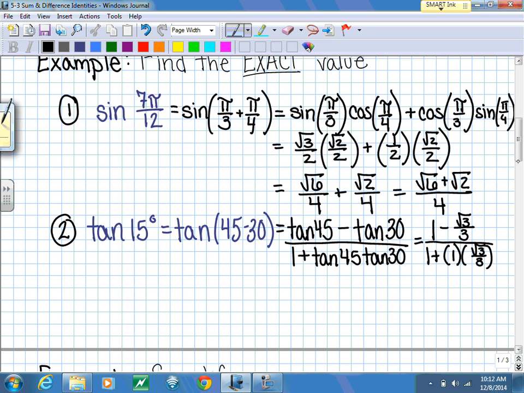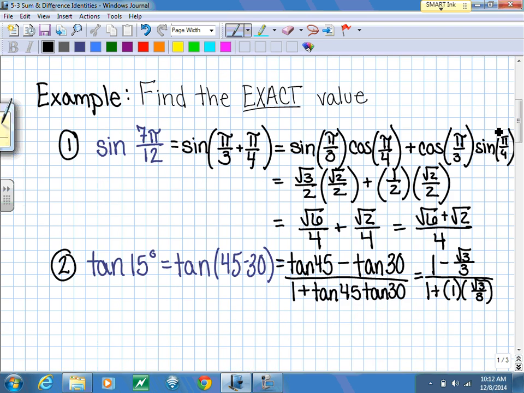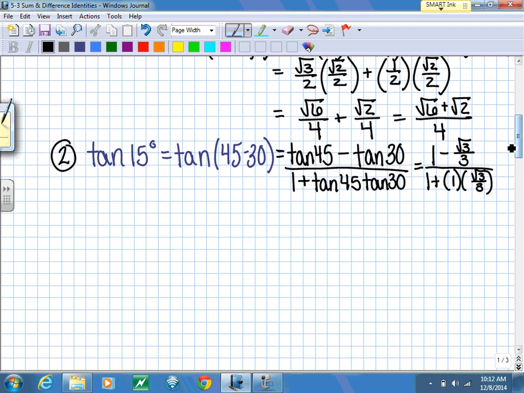So from here, I'm going to give myself a little bit more room. All right, so from here we're going to simplify, and this usually tends to be the hardest part for people because of working with the fractions. 1 minus the square root of 3 over 3, we have to have a common denominator, so I'm going to think of that as 3 over 3. This now gives me 3 minus the square root of 3 all over 3 divided by 1 times the square root of 3 over 3 is square root of 3 over 3. And now I'm taking 1 and adding that, so we have to have common denominators again, so 3 over 3. And then when I add, we're going to get 3 plus the square root of 3 all over 3.